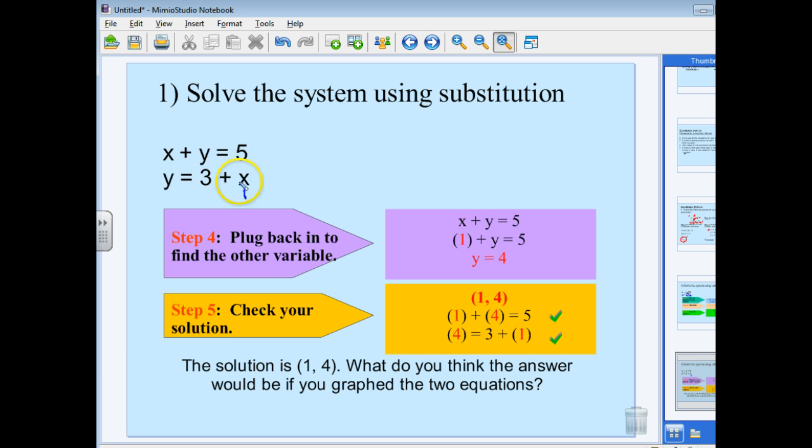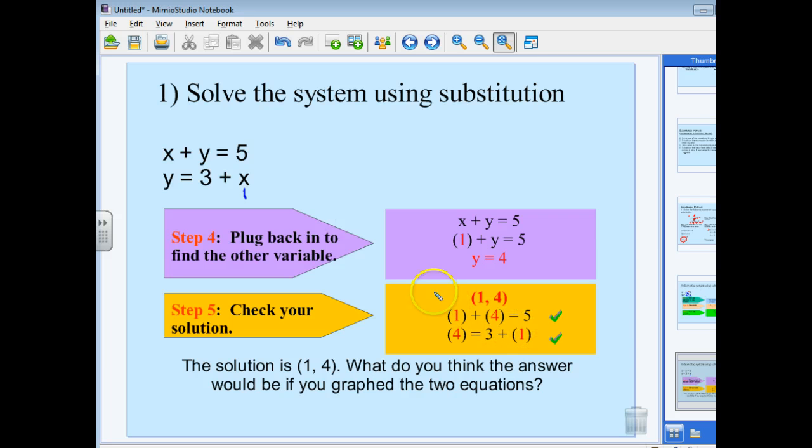But I decided to do it this way so we can see how we will do it by plugging it into the first one. We still have to solve it. So x plus y equal 5. So x is 1, plus y is equal to 5. And now we subtract 1 on both sides and we get y is equal to 4.